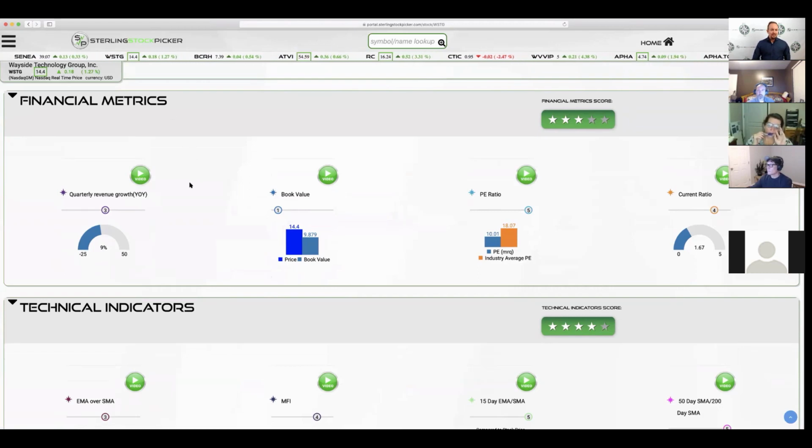So then we scroll down and look at the financial metrics. We've identified 4 of some of the most important metrics out there, again, all related to the price movement of a stock. And we've combined the score on that, and we've given it a final score on the financial metrics of 3.